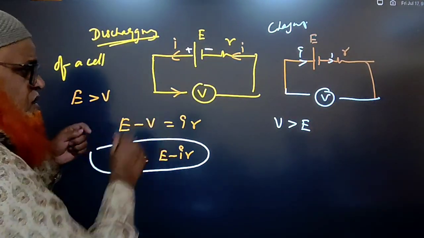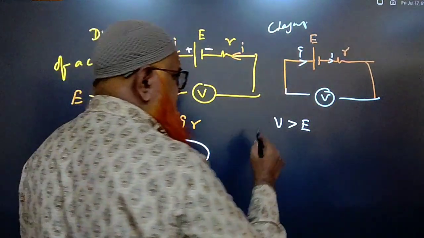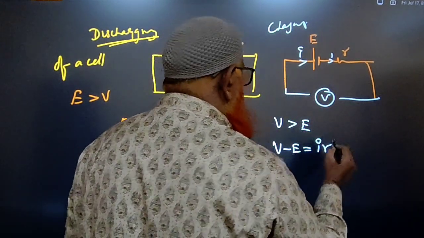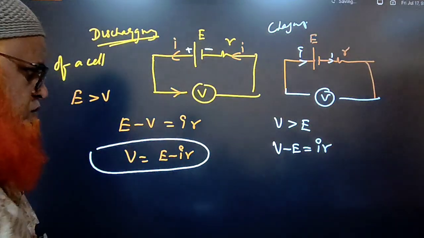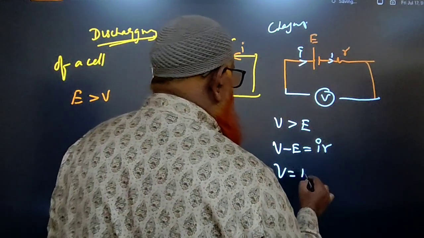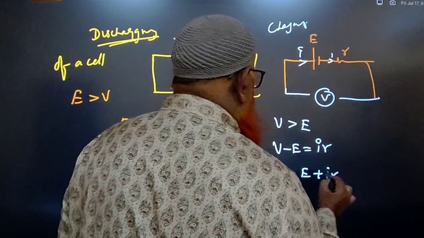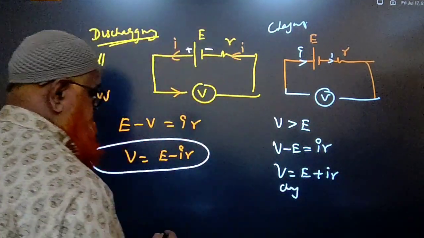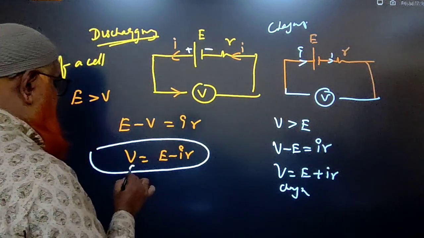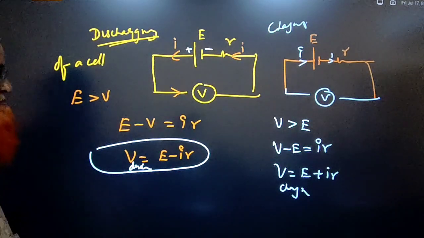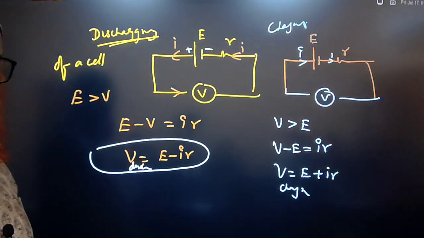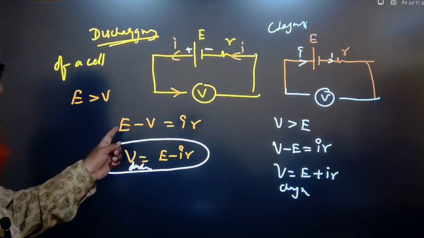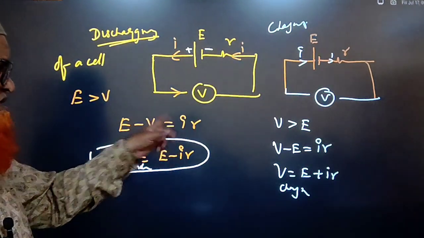In the case of discharging, E is greater than V, so E minus V is equal to I r. But here, V minus E is equal to I into small r. Then what is V here? V is equal to E plus I r in the case of charging, and this is the case of discharging. Understood? Hope you understood the differences here now. Very important topic. Discharging means E is greater than V, so E minus V is equal to I r.